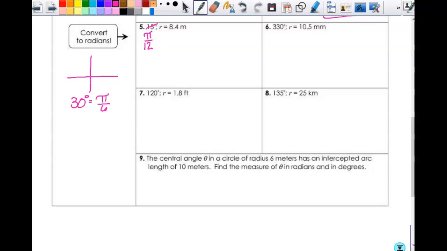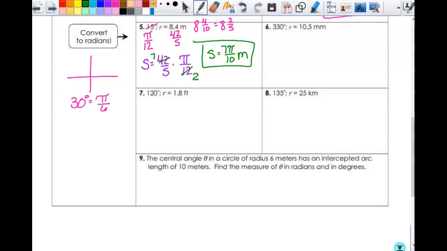All right, so then that 8.4, that's going to be 8 4/10, which is 8 2/5, which is what? 42/5. Okay. Now that I've gotten fractions I can handle, then S is equal to R, which is 42/5 times pi 12ths. And then I can reduce some. 42 and 12 are both divisible by what? 6. So this can be 2 and this can be 7. And your arc length is 7 pi over 10. And that's meters.